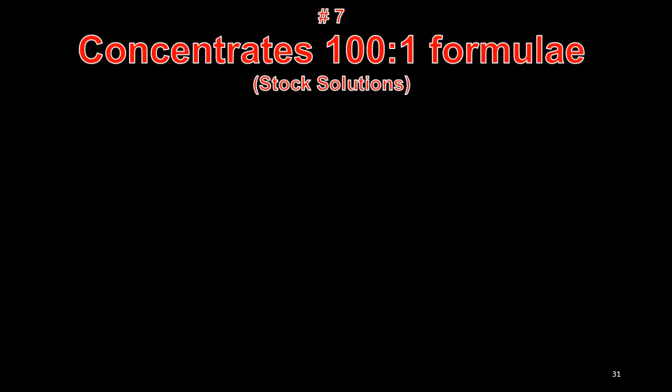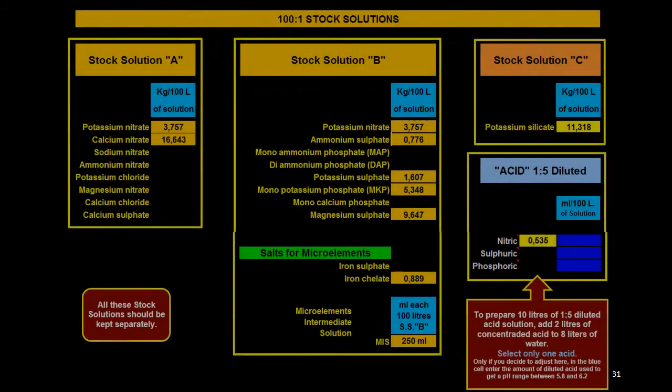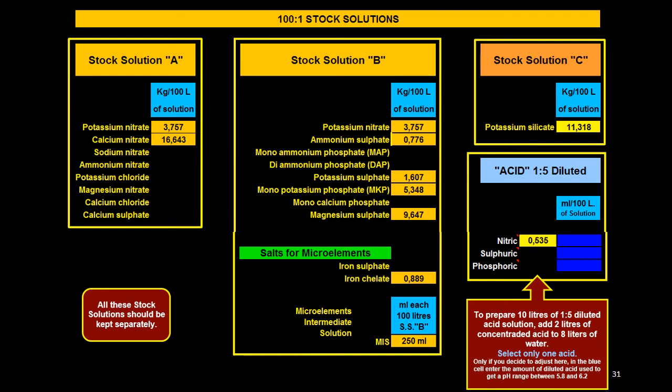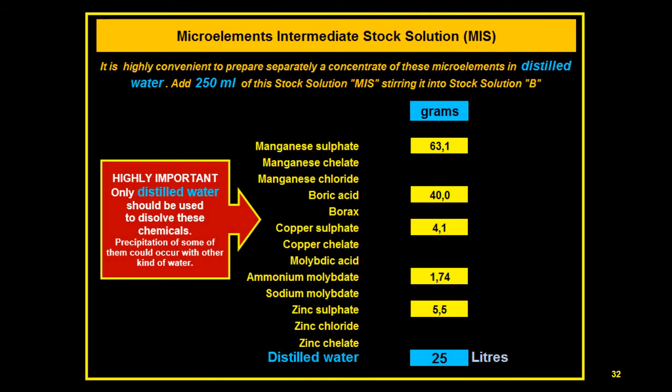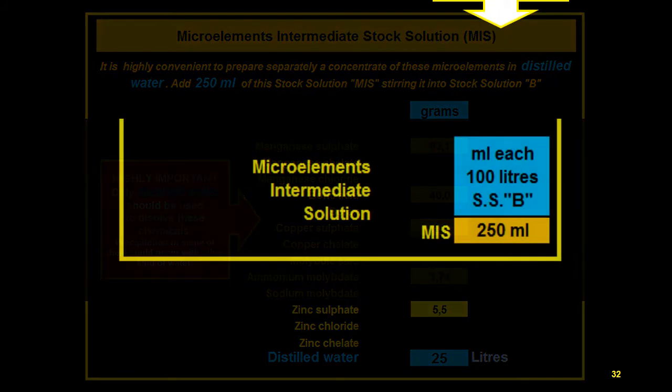At page number 7, concentrated solution formulas are shown. They are called 100:1 stock solutions. In modern hydroponics, separate stock solutions containing all the plant's required ions are used. This is a convenient procedure since under conditions of high concentration certain ions can react between them, producing non-soluble salts. Precipitation of these salts will unbalance the formula. To avoid this problem, each one of these stock solutions has completely soluble salts. As we said, also appearing on sheet number 7 is the microelements intermediate solution formula, that is the trace elements solution, required to complete stock solution B.